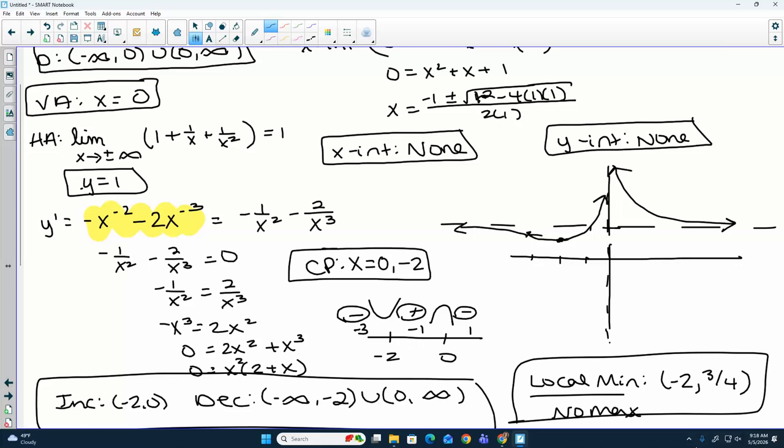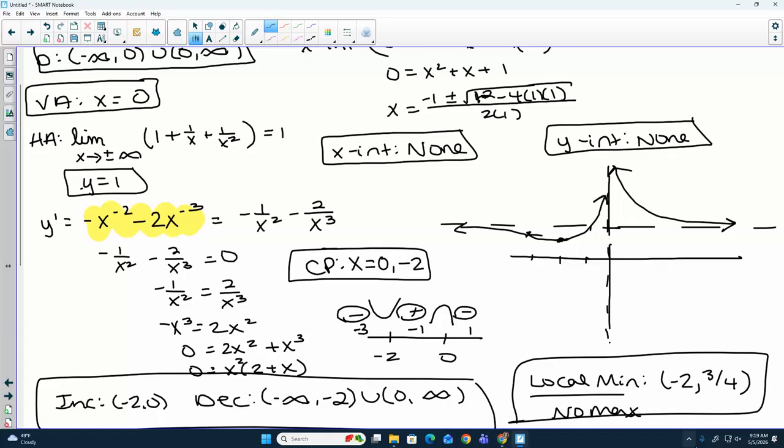All right. Those types of questions, obviously worth a lot of points because there is a lot involved there. Any questions on that one? Okay. Let's take a look at our word problems then.